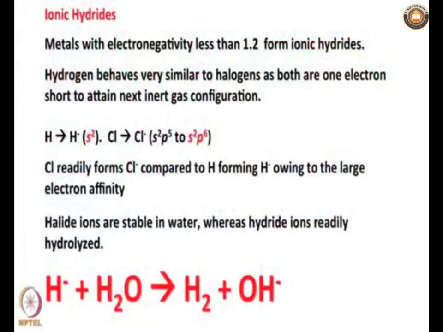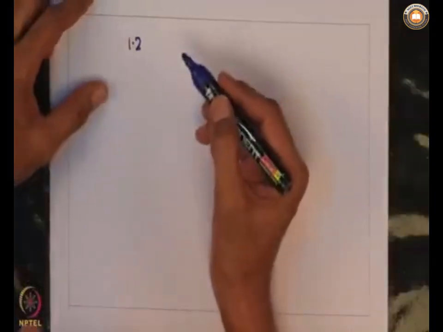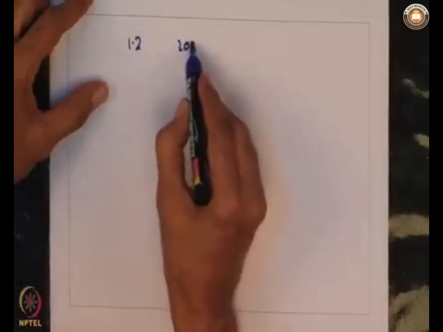So, let us consider ionic hydrides. Metals with electronegativity less than 1.2 form ionic hydrides. We should remember the fact that highly electropositive metals with electronegativity less than 1.2, when combined with hydrogen, are essentially ionic in nature.